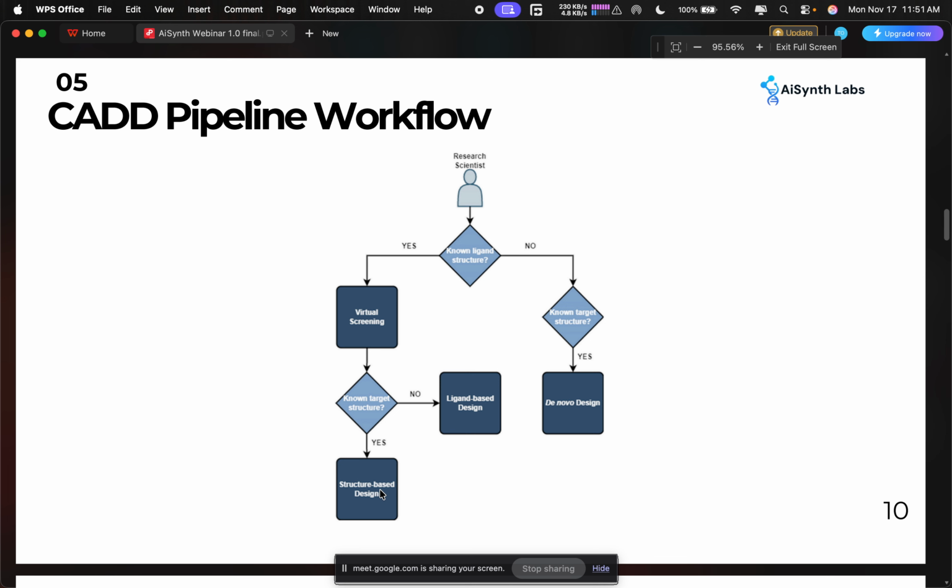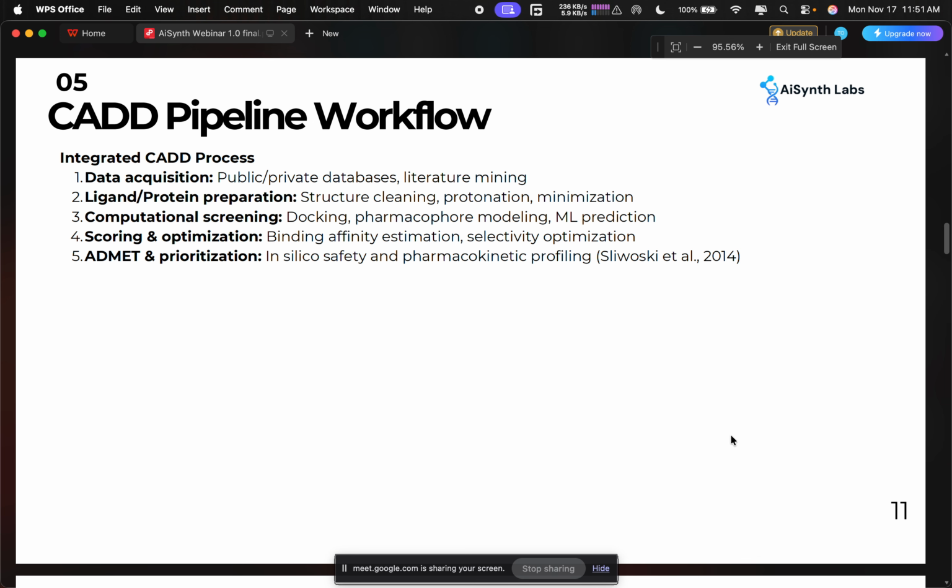So that's basically what structure-based design is all about, which is actually one of my favorites, as well as de novo design. But ligand-based design is not exactly as interesting. It's not interesting, but it's still fun. It's still a lot of pipeline, still a lot of workflow to do as regards that as well. So this is the integrated CADD process.